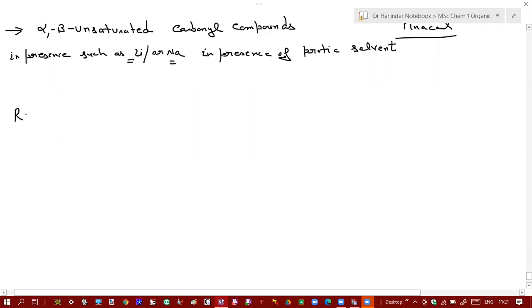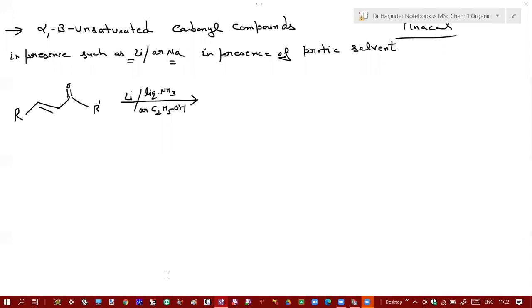So suppose you have an alpha beta unsaturated carbonyl compound. So this is an alpha beta unsaturated carbonyl compound, and reduction with lithium, say in liquid ammonia or in ethanol. So suppose you do this reduction with lithium in liquid ammonia.